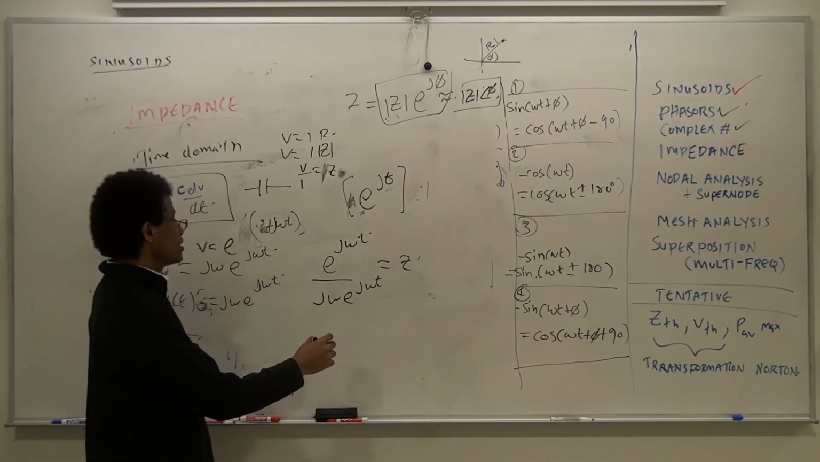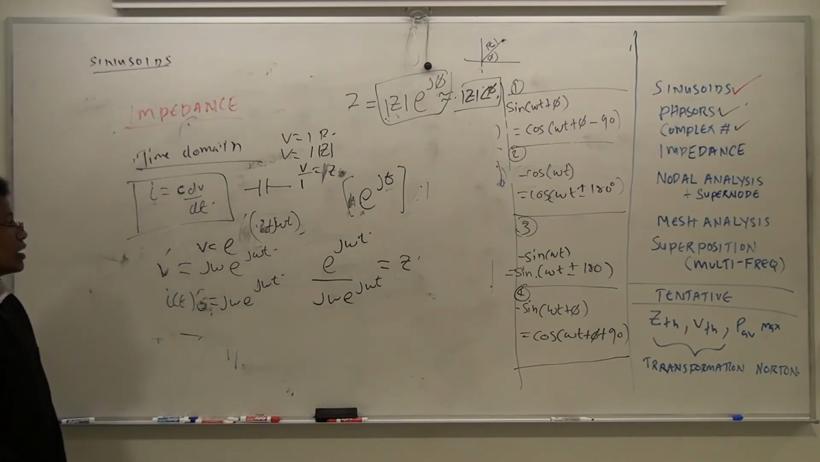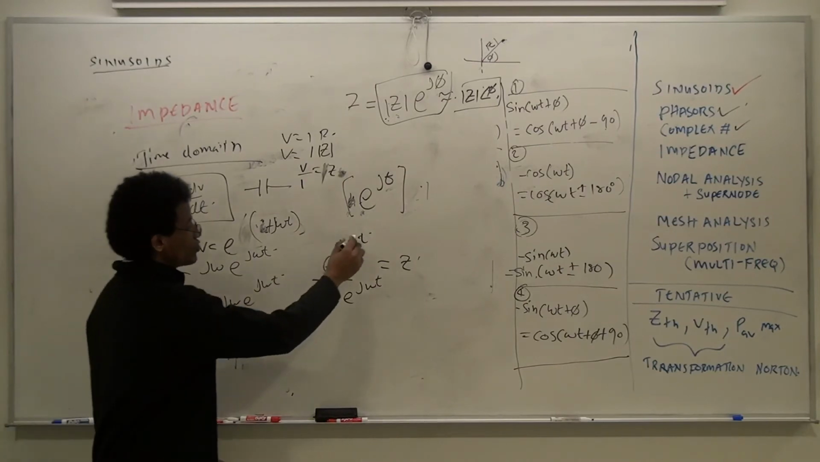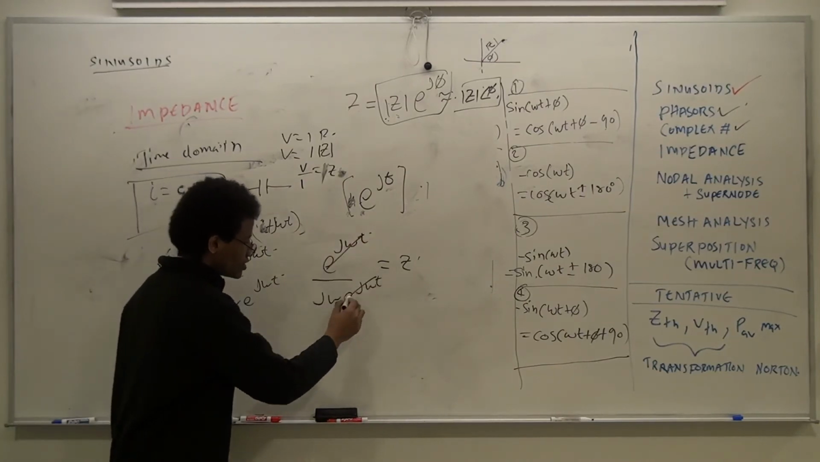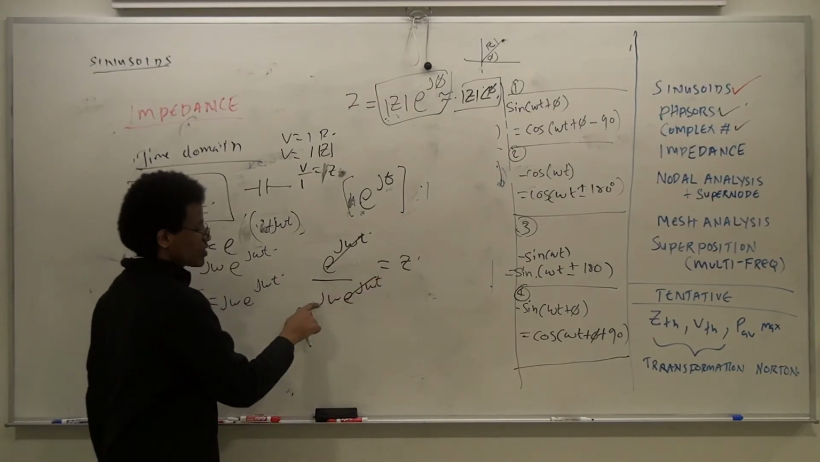So that would be e to the jwt would equal 1. Yeah, so 1 over jw. Wait, 1 over, exactly, jw. Right, these two cancel. That's Z. Z is equal to 1 over j omega.